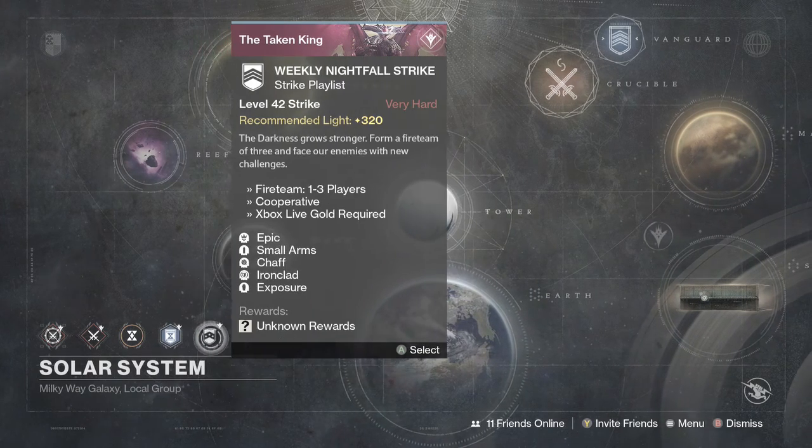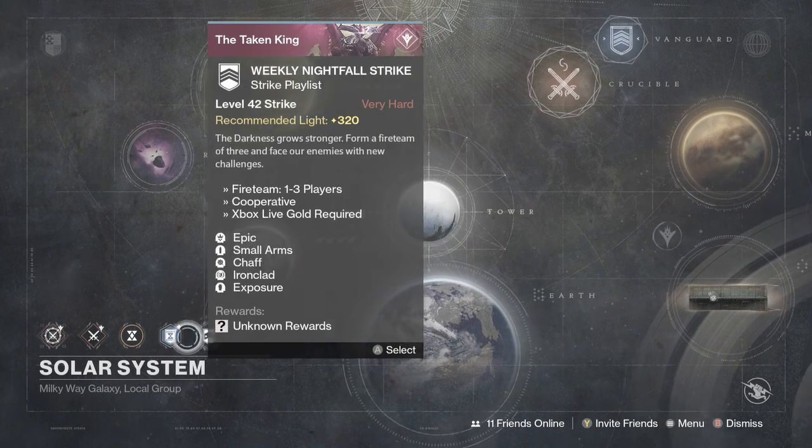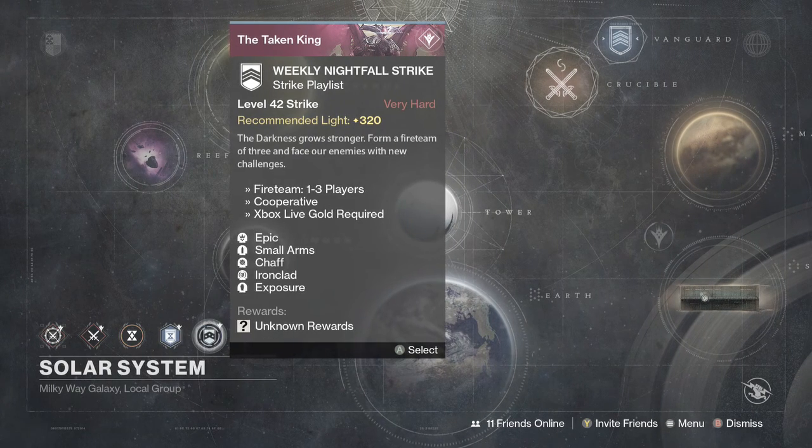And I believe the Nightfall, I think the recommended light level for the Nightfall, if I were to guess, I would say in between 370 and 390, but I don't know officially. We'll just have to find out in 2 weeks' time.